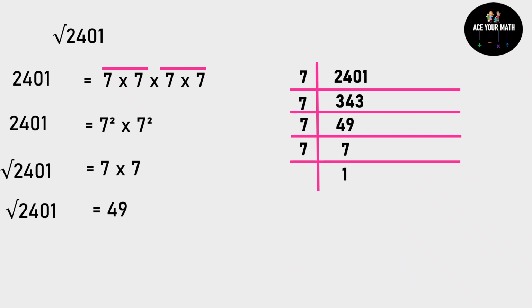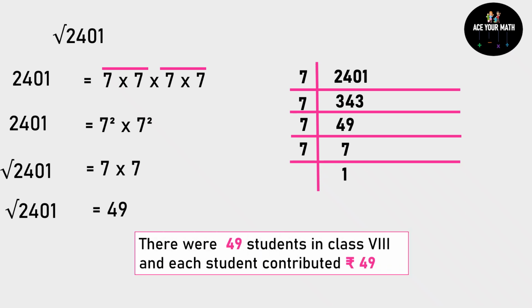So what we assumed initially: we assumed n as the number of students, and each student will contribute as much as the number of students in the class. So this indicates that there were 49 students in class 8, and each student contributed rupees 49 for the Prime Minister's Relief Fund.